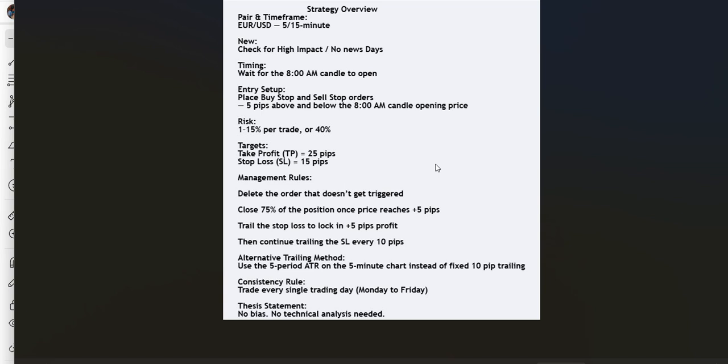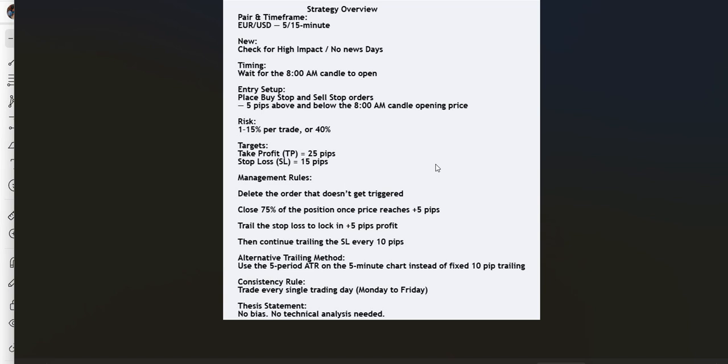15 pip stop loss, with a 50% margin call and an 80% stop out rule. 40% seems to be that good number that you could risk per trade. It's going to either build your account very fast or you're going to lose money very fast. And even though you do get into drawdown, because I have pretty long winning streaks, you'll be able to build the account back up, no problem. All right, so that's good.